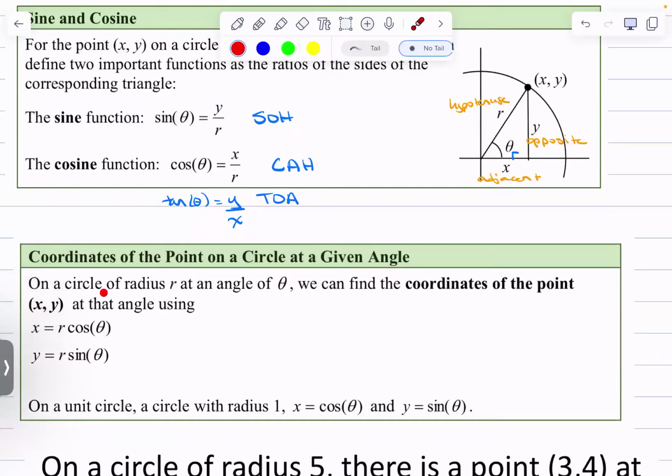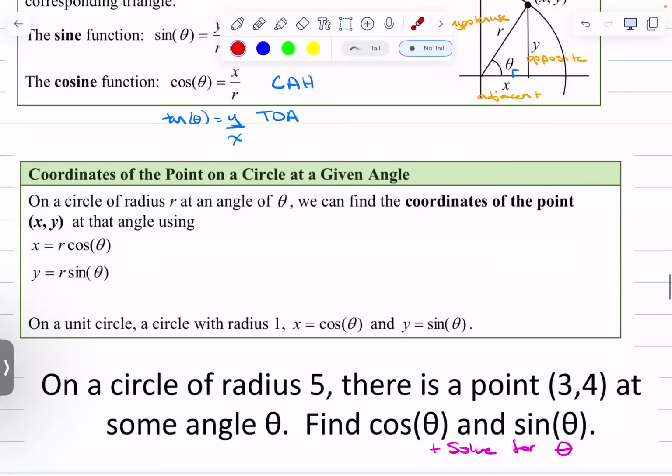So here, on a circle of radius r at an angle of theta, we can find the coordinates of the point x and y at that angle using, well, we started here. Y is r times the sine of theta, just multiplying this r over here. And x is going to be r times the cos of theta. Which means on a unit circle, a circle with radius 1 centered at 0, 0, x would be 1 times the cos of theta, and y would be 1 times the sine of theta. And so then you can find your xy coordinates on the circle.